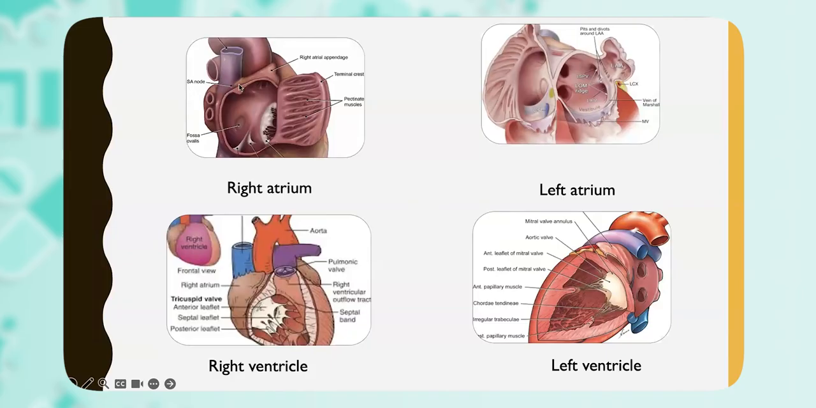The sinoatrial node is present traditionally at the junction of the drainage of the SVC into the RA on a crest. Can you see this bulging part? Yeah, we can see. On this part, the SA node is there. It is mostly epicardial in location, whereas the AV node is endocardial in location.